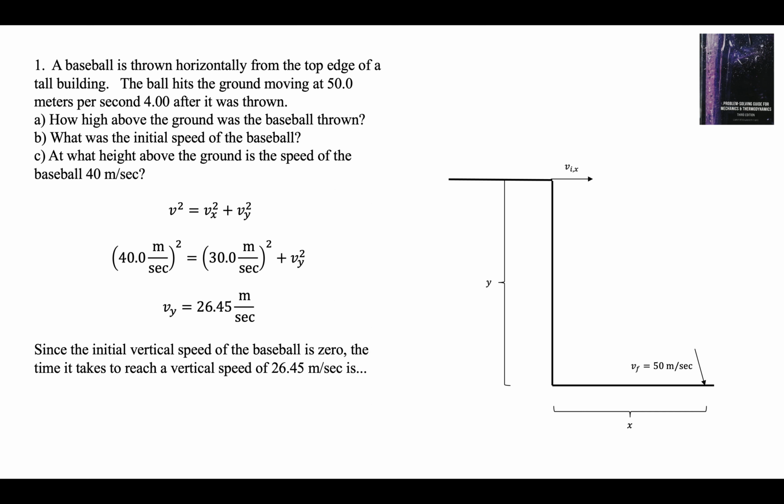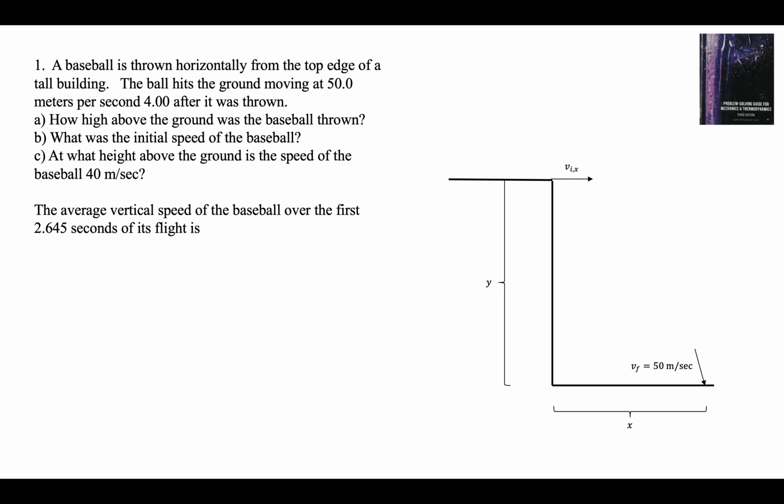Since the initial vertical speed of the ball is 0, the time it takes to reach a vertical speed of 26.45 meters per second is 2.645 seconds, because gravity increases the vertical speed by 10 meters per second every second, and it started at 0. So now we have the time it takes for the speed of the ball to get to 40 meters per second.